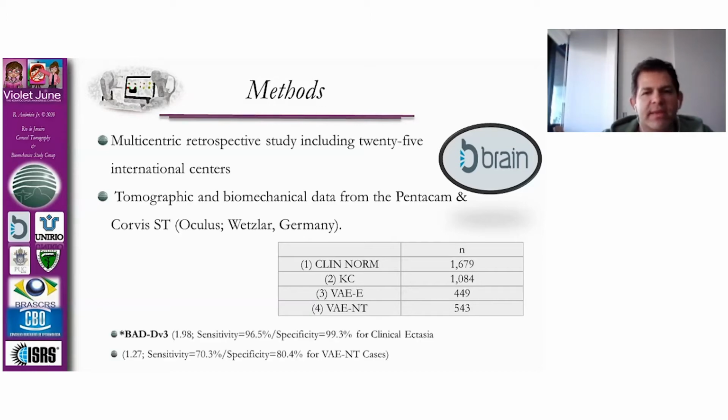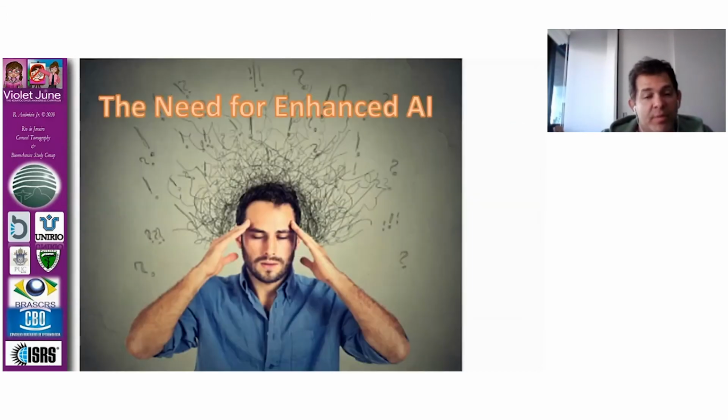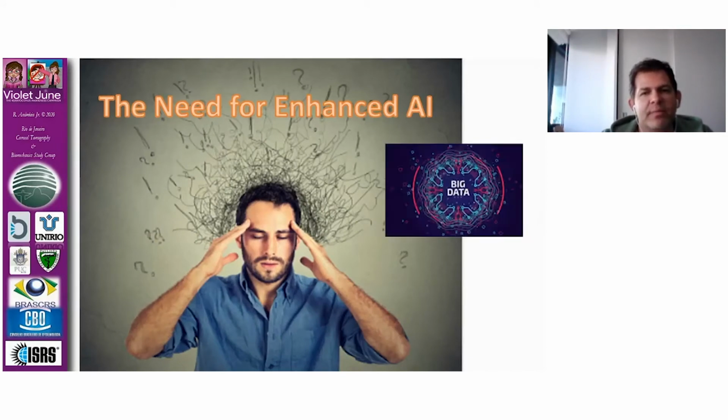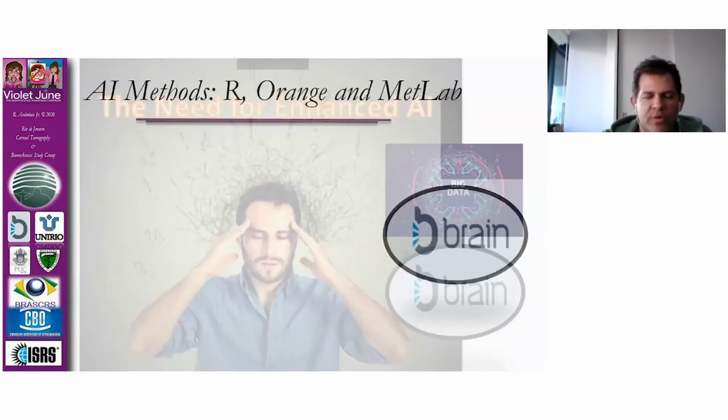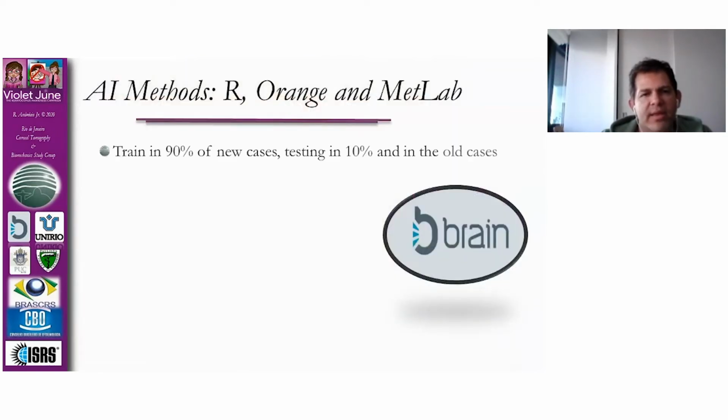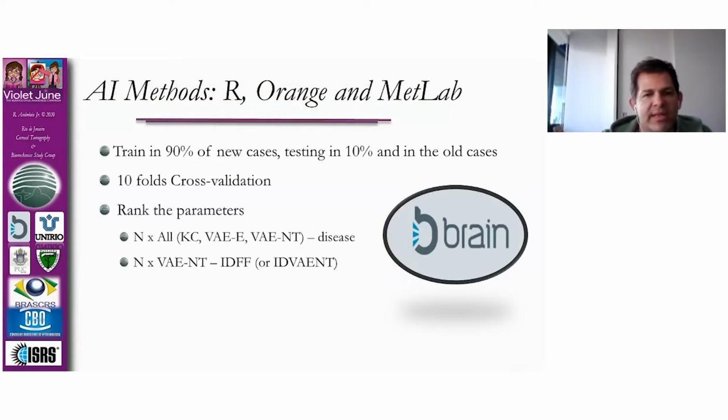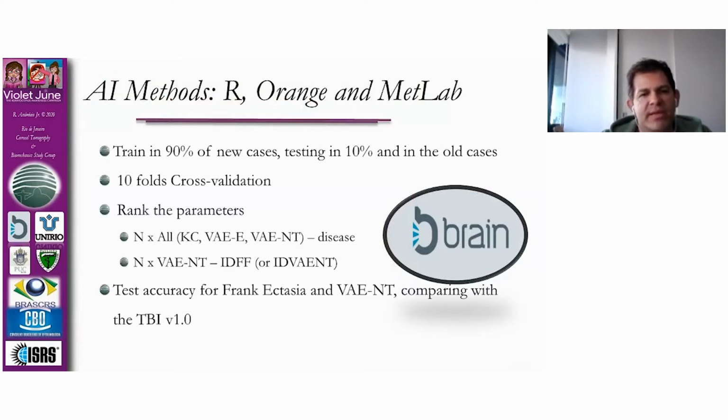So next, we have in the population, the Ds are very normal. The enhanced AI next, big data. It's not exactly the big data, but the bigger data. And that was a very important work from my colleagues in Brazil, that we trained with 90% and did the testing in 10%. We did the normal versus all cases, and also normal versus VAE and T, and looked at many of the parameters that would be candidates.